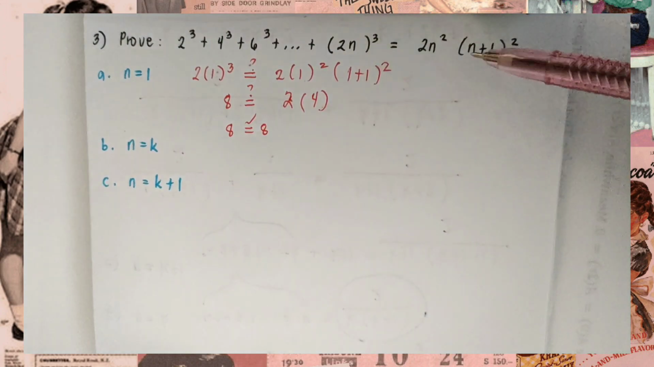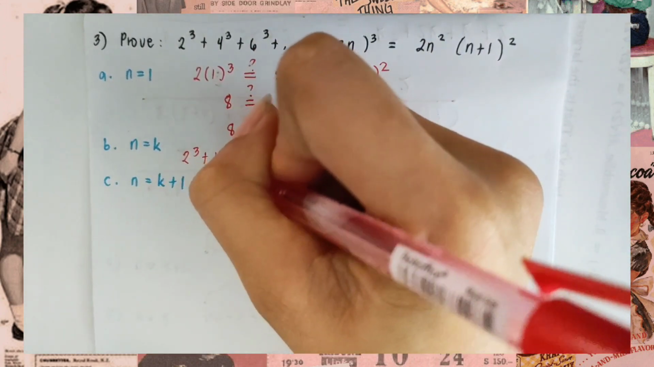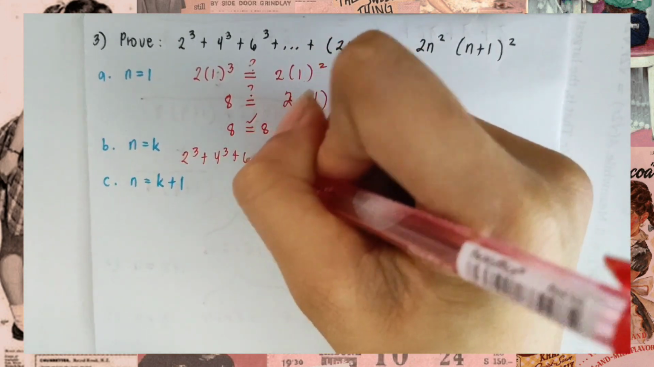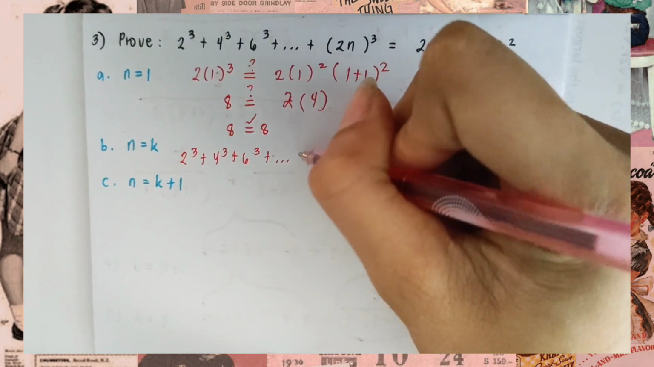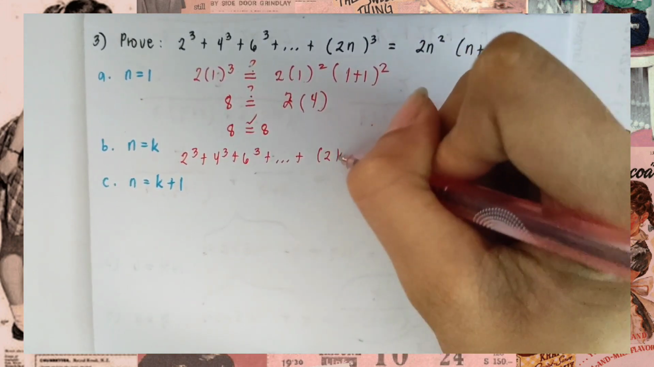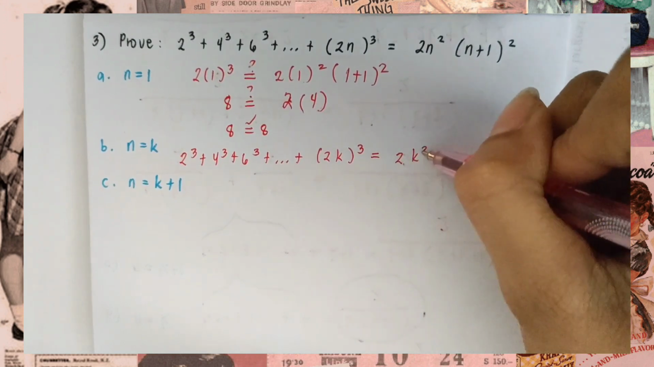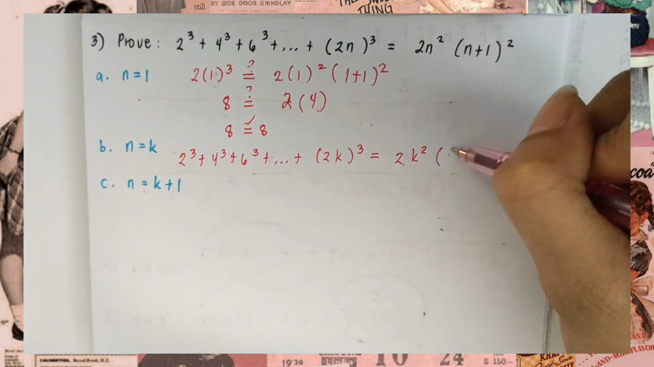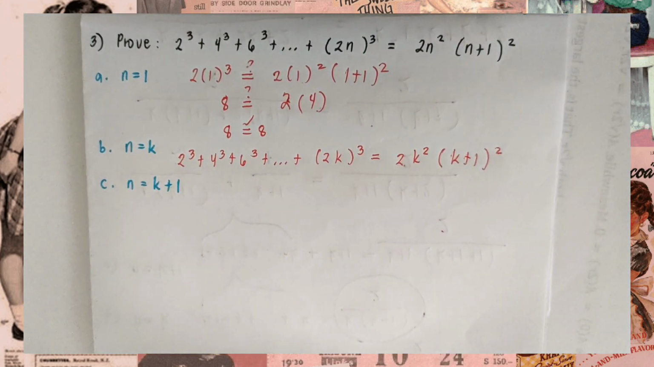Change all the n here with k. So we have 2 cubed plus 4 cubed plus 6 cubed plus ... plus 2k cubed equals 2k squared times the quantity of k plus 1 squared. That is our assumption. Next, letter C.